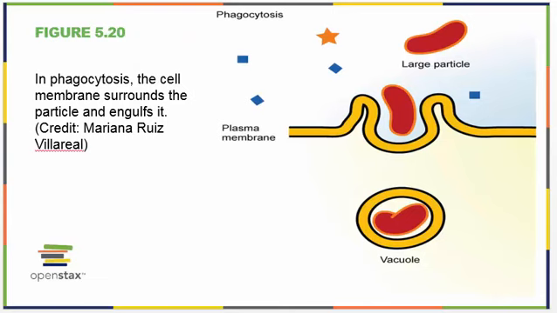Some transport or export must occur in bulk, and that's referred to as endocytosis as a general term. There are a few different specific types of endocytosis. Phagocytosis, seen here, is the process in which large particles of solid materials are taken into the cell.